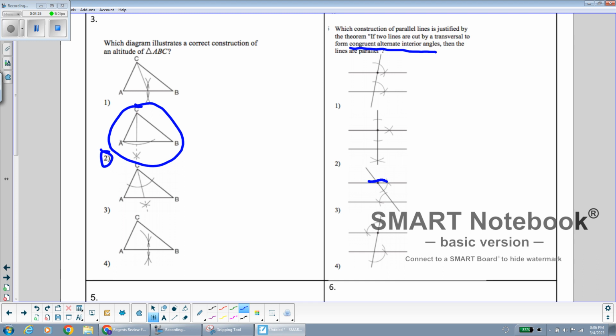This one over here is the only one that has alternate interior angles. Look at that backwards letter Z. So that's number 2. Oh wait, no, that's number 3. Sorry, it doesn't match up. I give credit if you circled the picture as well because it doesn't line up exactly.